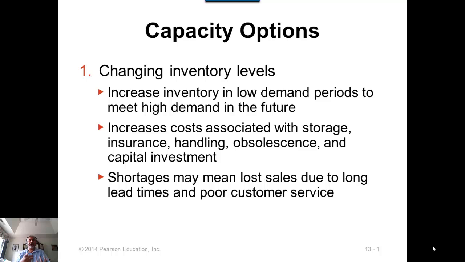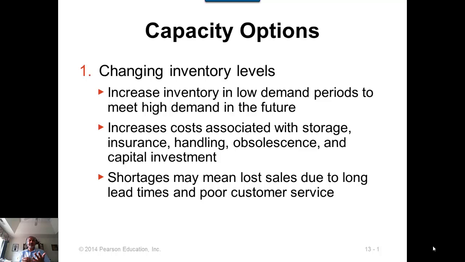We can decide that we're going to use the inventory approach, and that is we will maintain a constant workforce, and when the demand is less than capacity, instead of decreasing the production, we'll continue to produce at the same rate. So the additional production that we are making will be kept in inventory, which can then be used during the peak period when you don't have sufficient capacity. It's like converting the capacity into inventory and using it when the capacity needed exceeds what we have available. So increase inventory in low demand periods to meet high demand in the future.